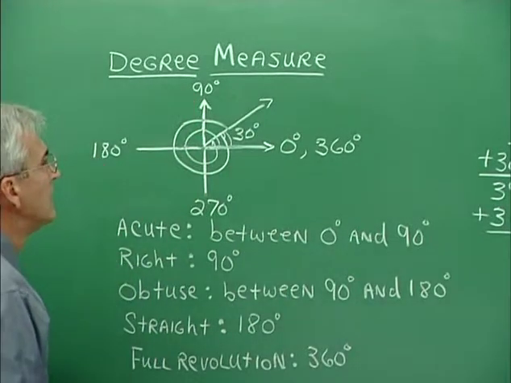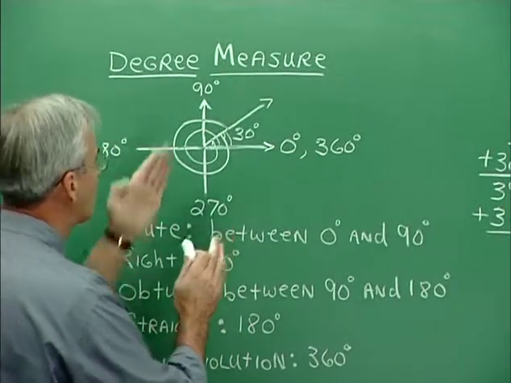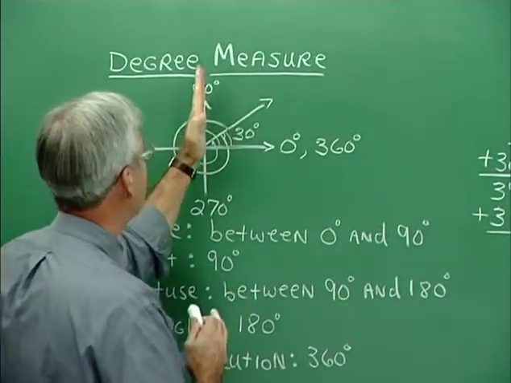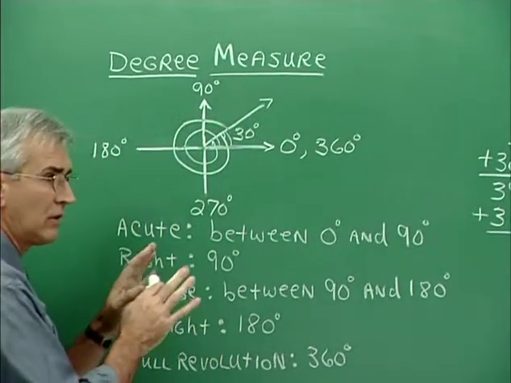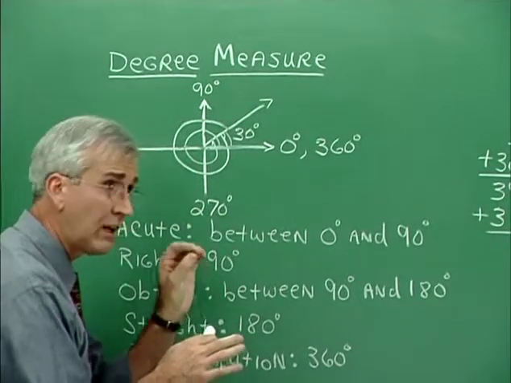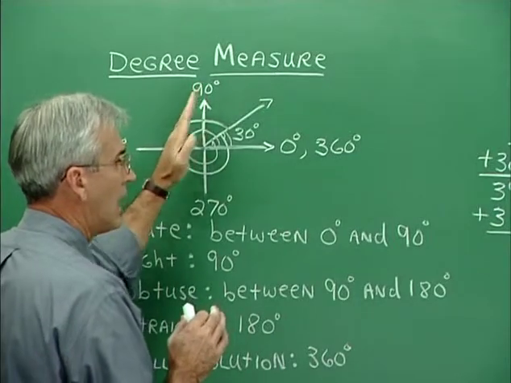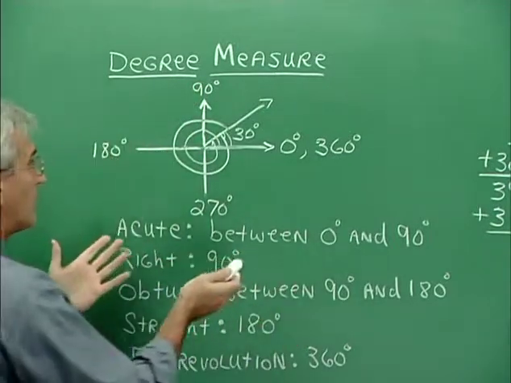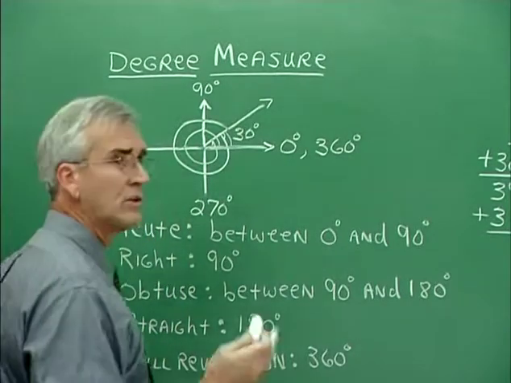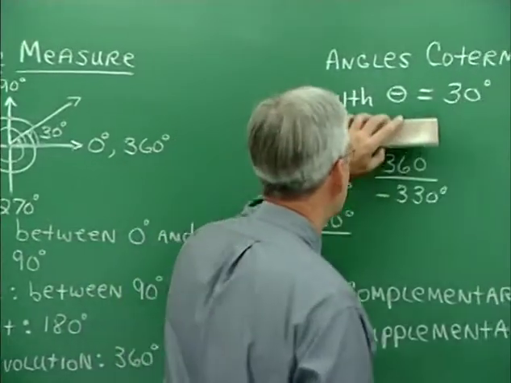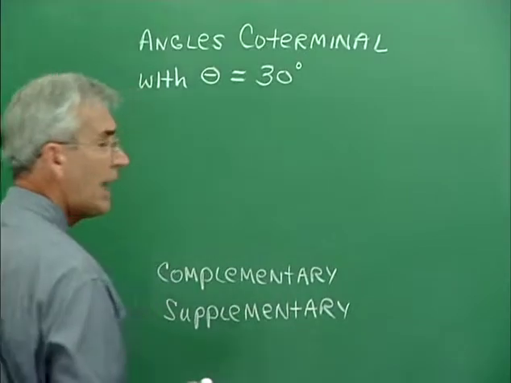So that's the idea. Now, we have a name for pairs of angles that total 90 degrees, and it's called complementary. Complementary angles are positive angles, that is, positive degree measured angles, that total 90 degrees. And supplementary angles are positive degree measured angles that total 180 degrees. So complementary and supplementary. Suppose we want to calculate the complement of the 30 degree angle.